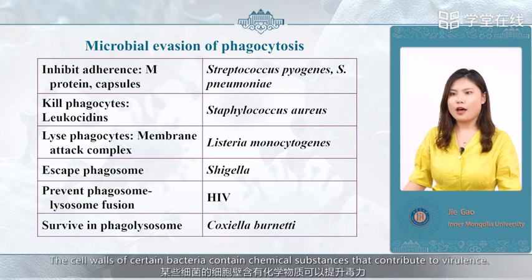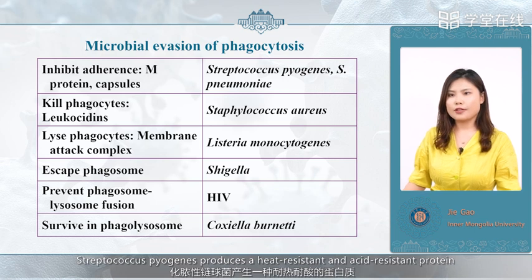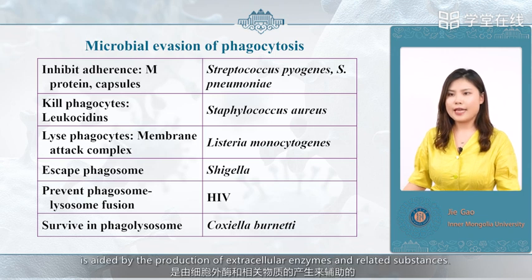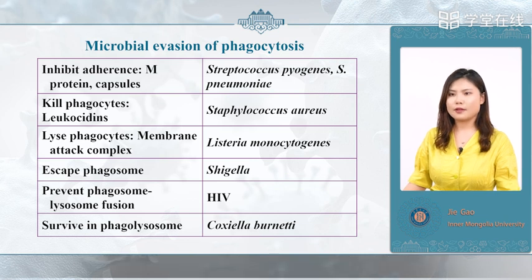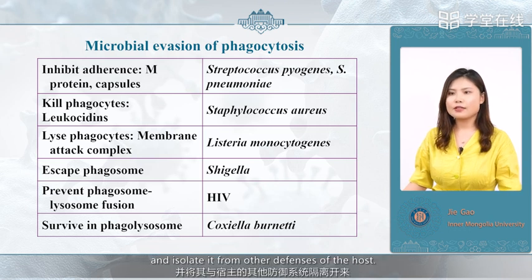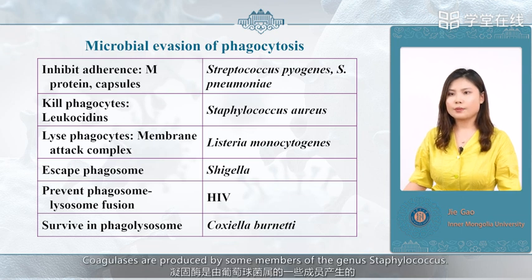The cell walls of certain bacteria contain chemical substances that contribute to virulence. For example, Streptococcus pyogenes produces a heat-resistant and acid-resistant protein called M protein. Microbiologists think that virulence of some bacteria is aided by the production of extracellular enzymes and related substances. The fibrin clot may protect the bacterium from phagocytosis and isolate it from other defenses of the host. Coagulases are produced by some members of the genus Staphylococcus.